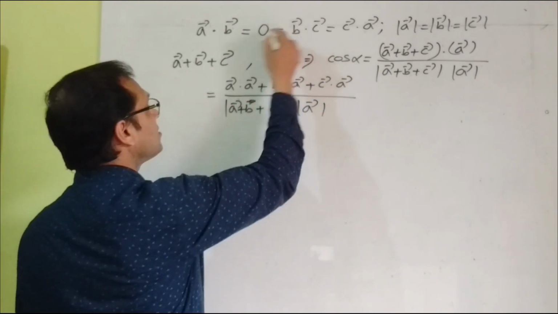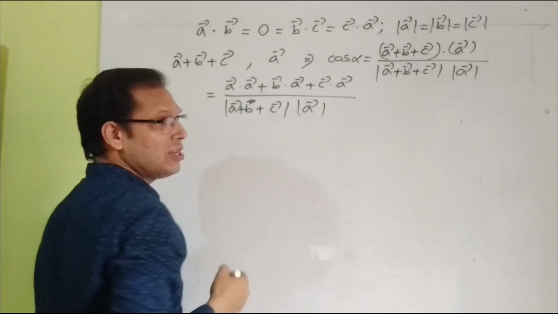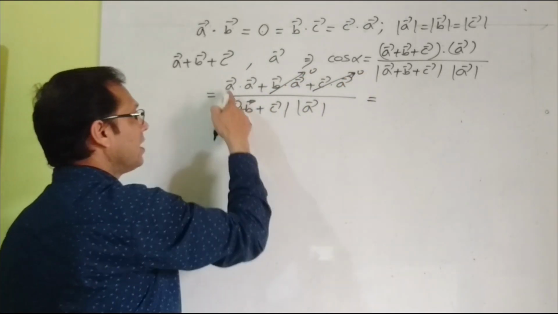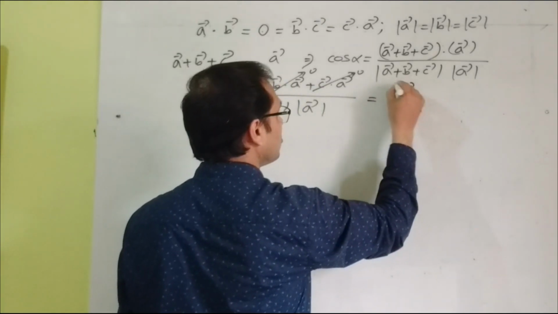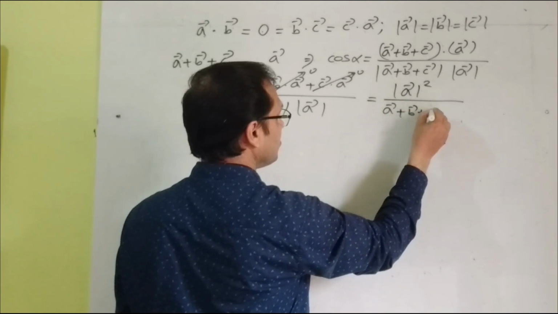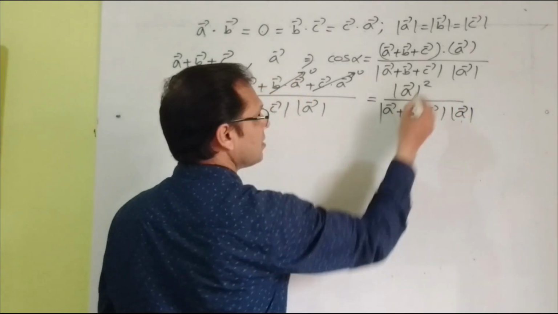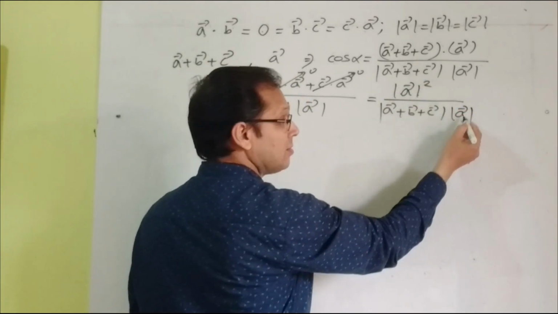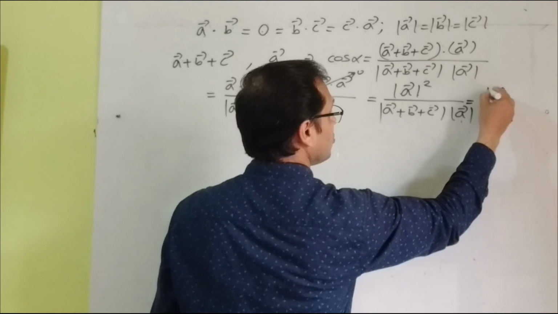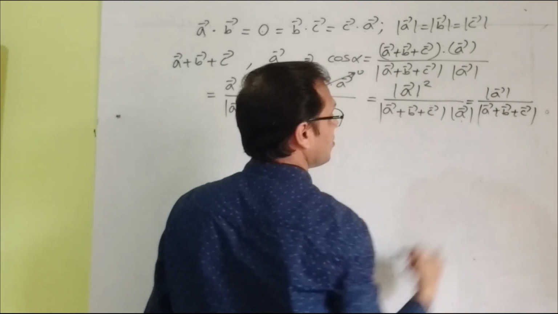Okay, b dot a is equal to 0. A dot b is 0, so b dot a is 0. c dot a is also 0 since they are mutually perpendicular. So this is 0 and this is also 0. So we are left with a vector dot a vector, that is, a vector magnitude squared, divided by a vector plus b vector plus c vector magnitude into a vector magnitude. Okay, then a vector magnitude squared and a vector magnitude cancel, so we are left with only a vector magnitude by a vector plus b vector plus c vector magnitude.